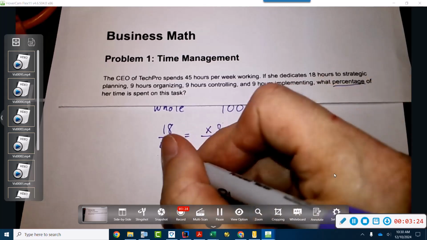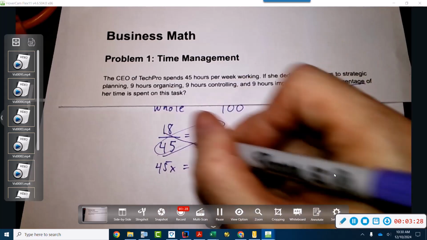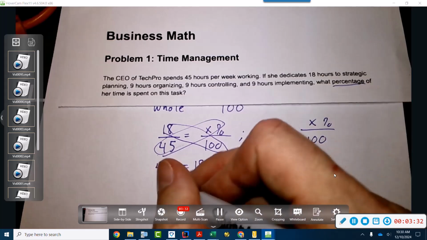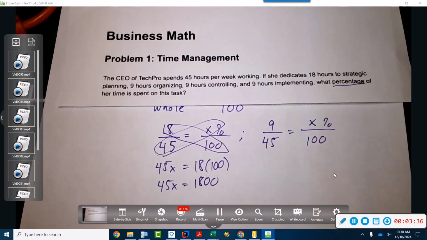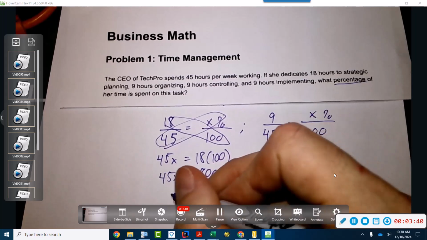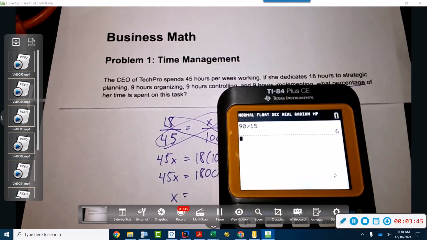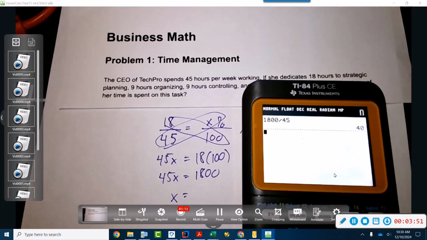If I cross multiply, I get 45x equals 18 times 100. So 45x equals 1800, and all I have to do is divide by 45. This is from your Algebra 1 class, just solving a one-step equation. When I divide 1800 by 45, it looks like it's 40.